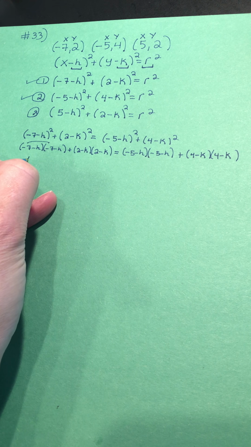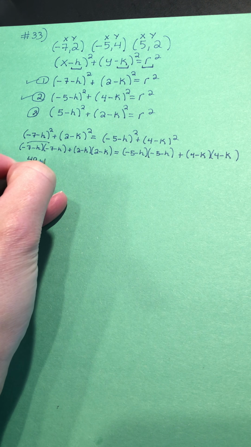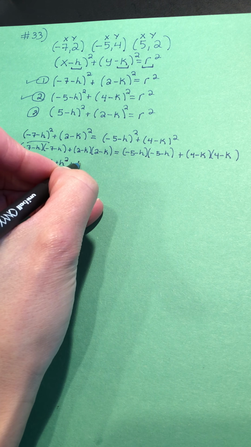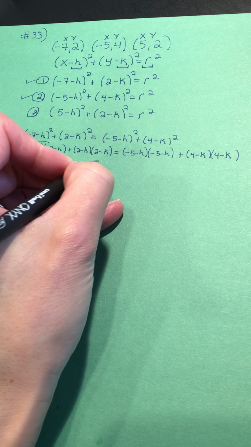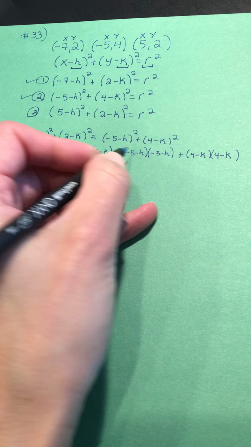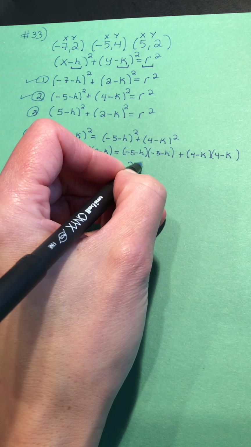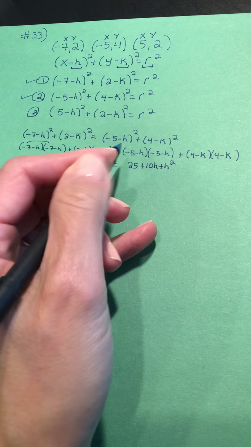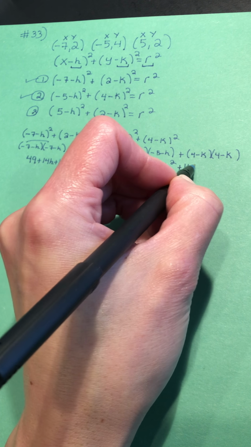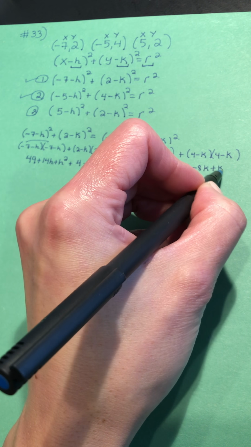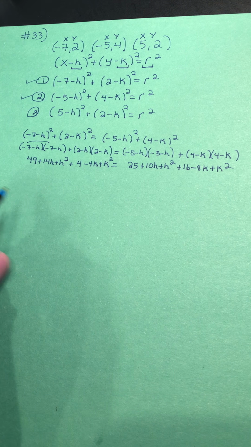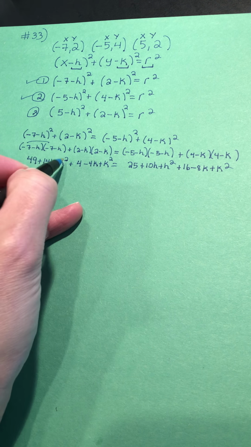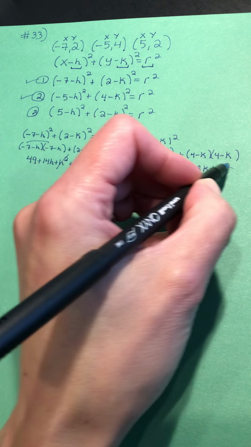So this is going to be positive 49 plus 14h plus h squared plus 4 minus 4k plus k squared is equal to positive 25 plus 10h plus h squared, okay, plus 16 minus 8k plus k squared. Okay, again, double check my work. Now, what's cool about this problem is you'll notice that the h squareds on both sides can actually cancel. The k squareds also cancel.